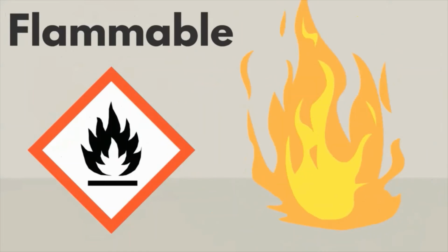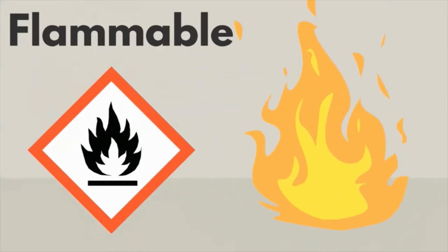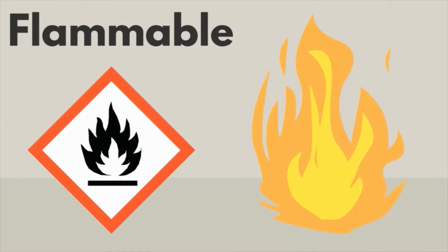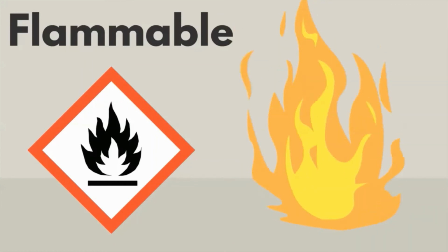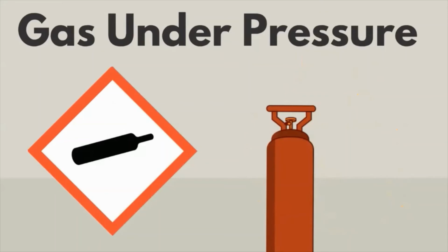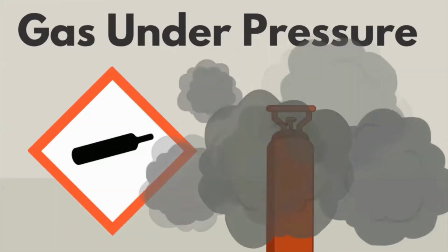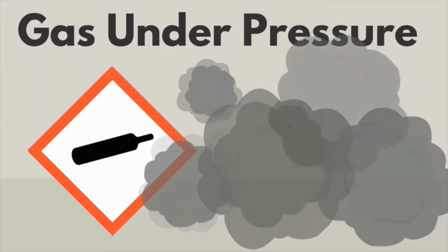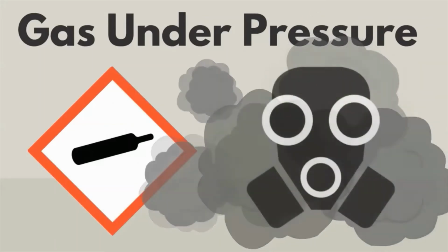The flammable symbol means that it can catch fire. Keep products with this symbol away from heat. This symbol means gas under pressure. If the container is damaged, it may shoot or spin out of control. If a gas under pressure is released, it can be dangerous to breathe.